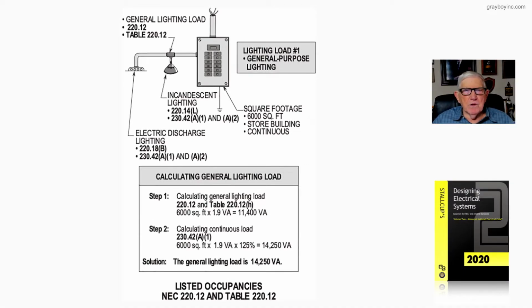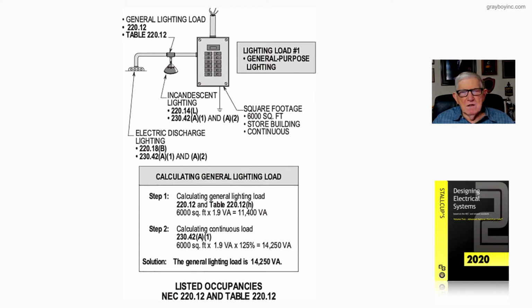Now this figure 23-2 deals with calculating lighting load number 1, which is called the general purpose lighting. And of course, you know, the general lighting load, if it's a listed occupancy, then it's listed in Table 220.12. And of course, this 6,000 square foot store building, continuous loaded, is located there, see. So we'll say, yes, it's a listed occupancy.